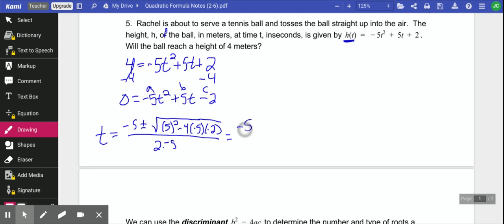Okay, negative 5 plus or minus everything under that square root, put it in your calculator. So 5 squared minus 4 times negative 5 times negative 2. And I think we get negative 15. Does that sound right? Yeah, negative 15.